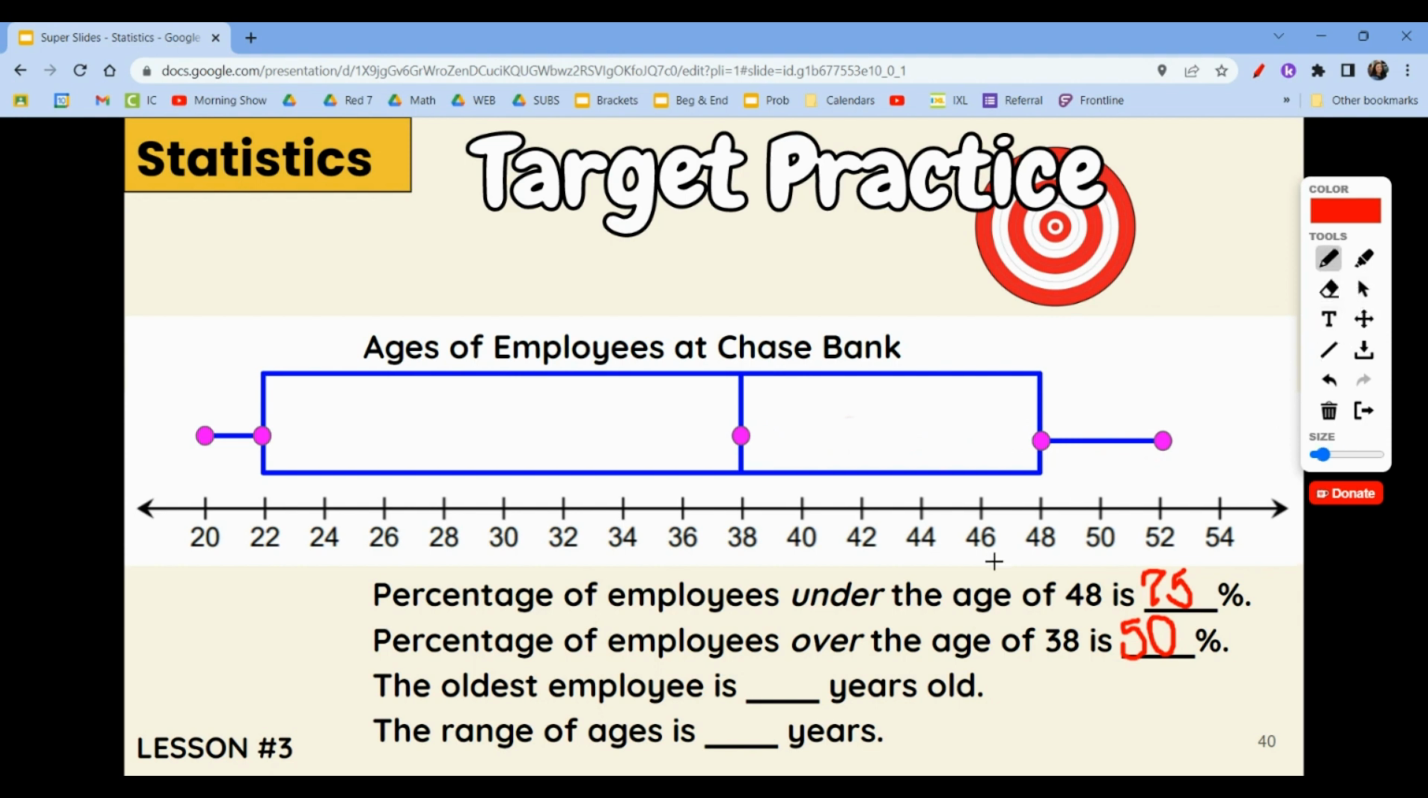The oldest employee is right here, the maximum, which is 52. And the range of employees is, okay, so the youngest is 20 and the oldest is 52. So you have to do 52 minus 20 and you get 32.